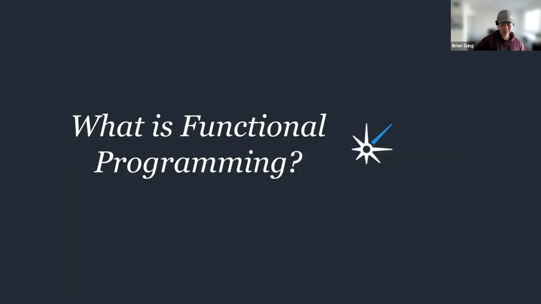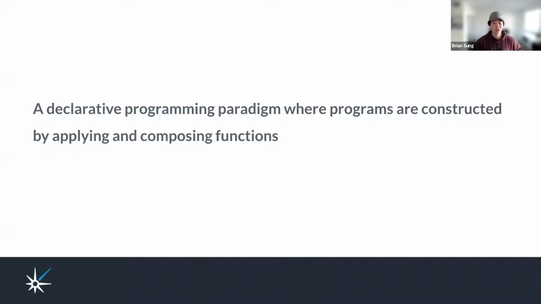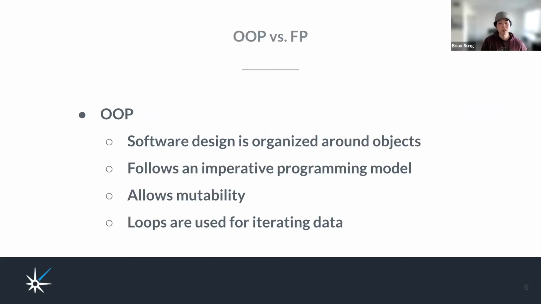So into the nitty-gritty. What is functional programming? So the definition of functional programming is it's a declarative programming paradigm where programs are constructed by applying and composing functions. This is obviously different than OOP because instead of functions, we use classes and objects in OOP, right? So that's pretty much the main distinctions between the two.